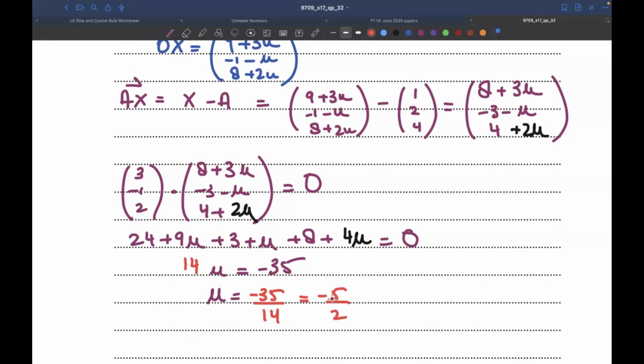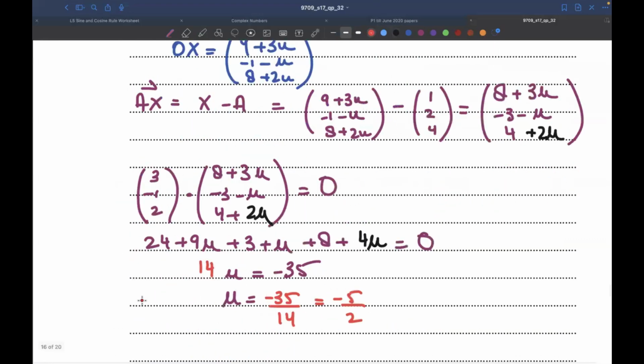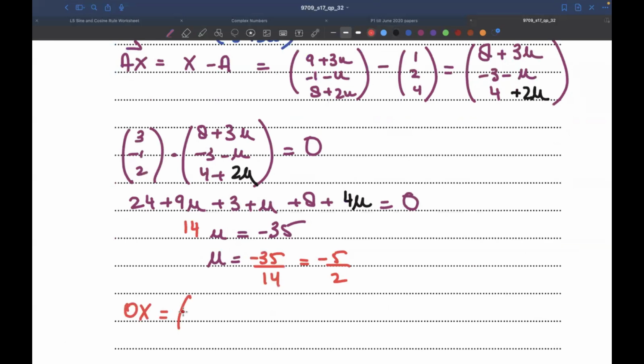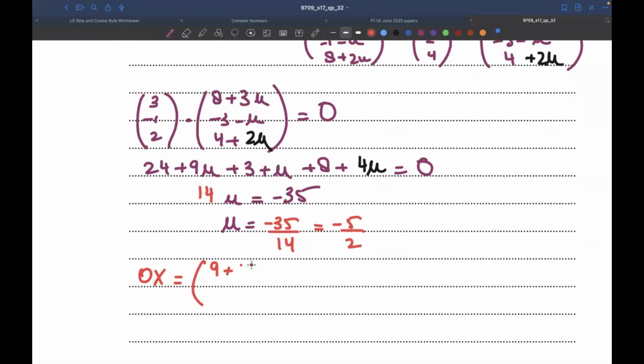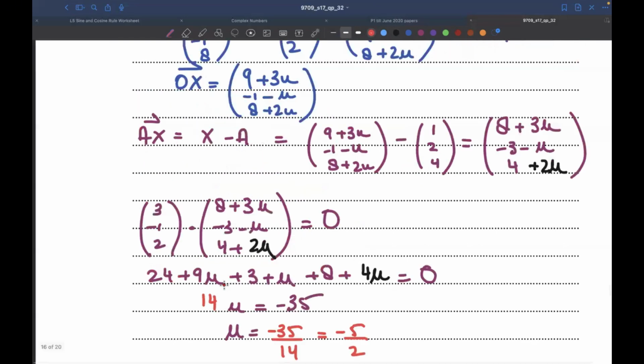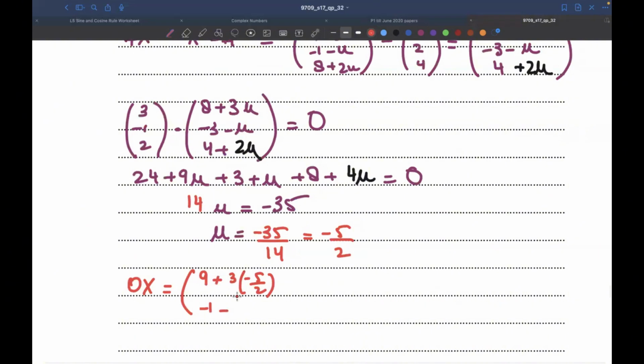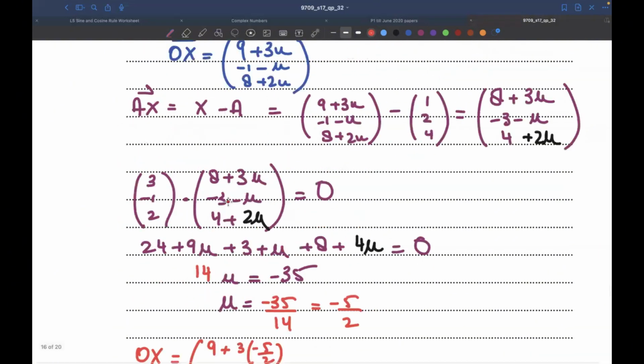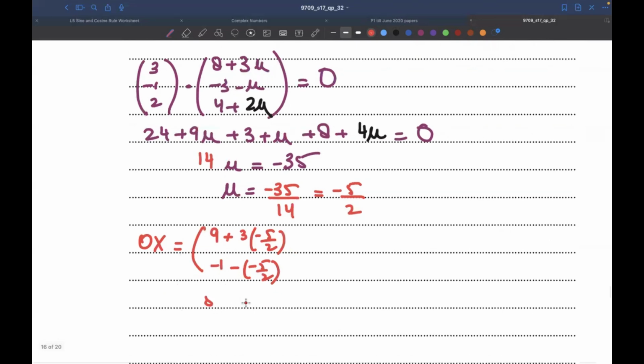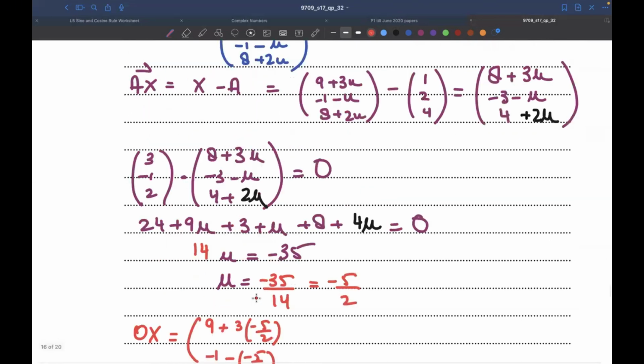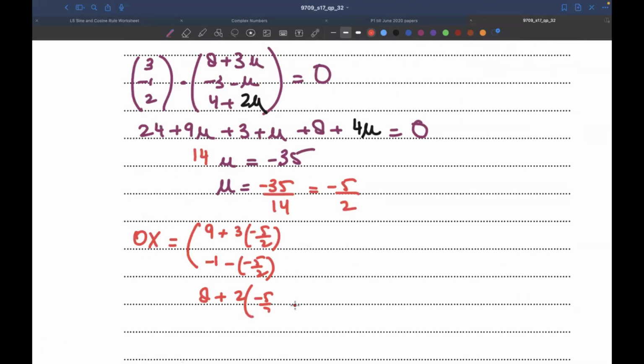Now to find the value of X, we can now substitute this value in the direction of OX. So OX will be equal to 9 plus 3 times minus 5 upon 2, and then minus 1 minus 5 upon 2, and 8 plus 2 into minus 5 upon 2. So this will become 9 minus 15 upon 2. So 9 to the 18. So that will become 18 minus 15 upon 2, which is 3 upon 2.